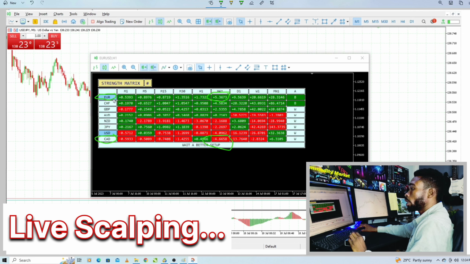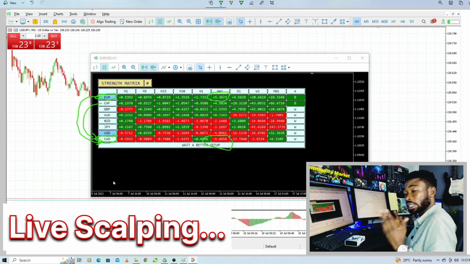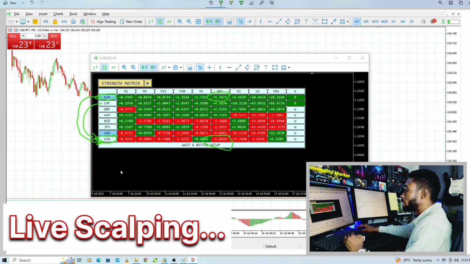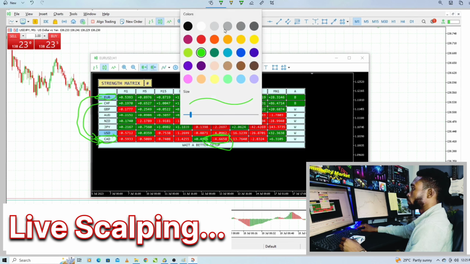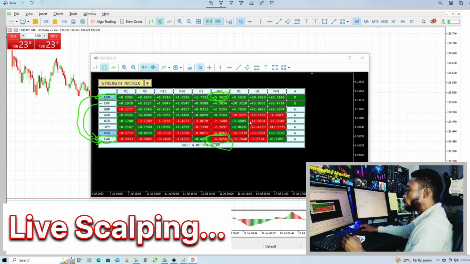So with euro and the CAD, we can trade euro and the CAD, or you can trade the Swiss and the CAD. But I don't prefer the Swiss and the CAD. I want to trade the euro and the CAD because you can see that the euro is very, very strong and the CAD is very, very weak. So for me personally today, let me change the color here. Personally today, I want to trade the euro and the CAD right now. So we go to the charts, and then we search for the euro and the CAD, and let's see what that chart can give us.